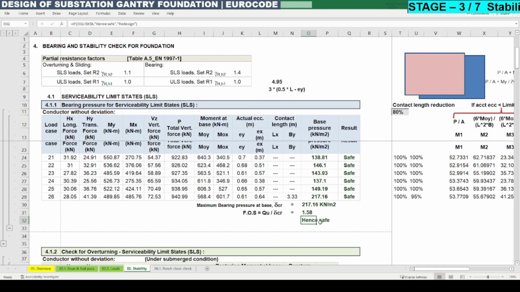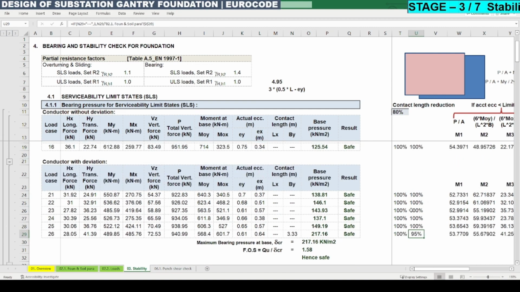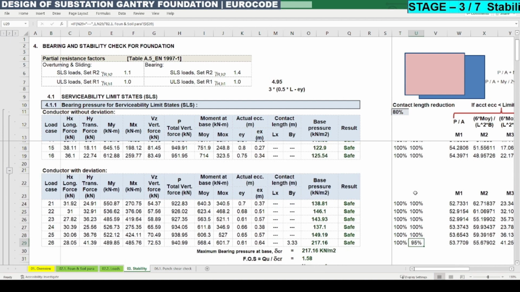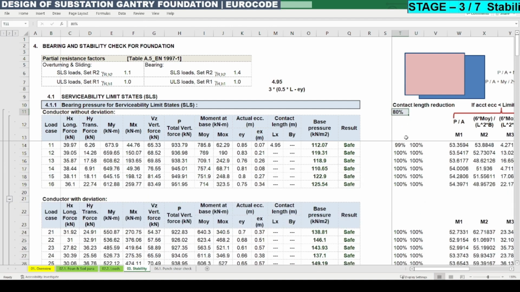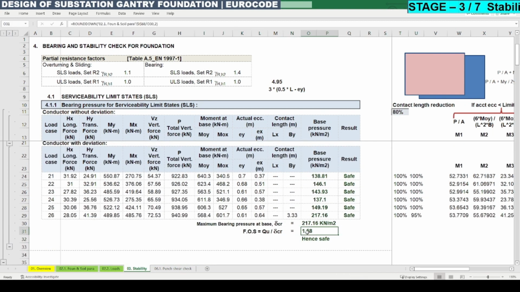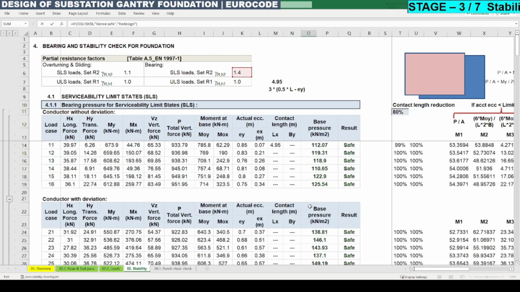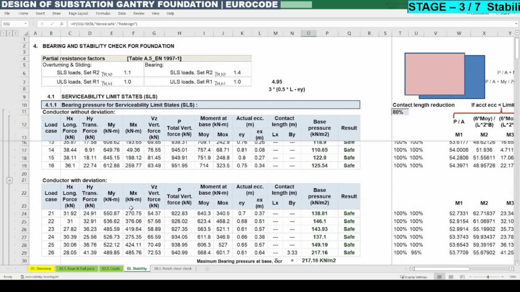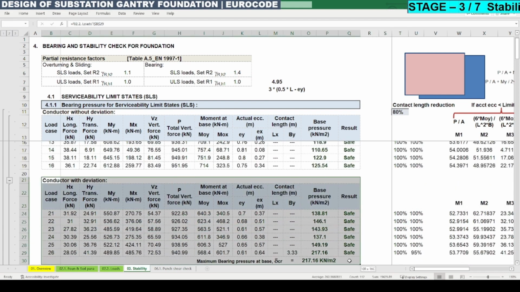Now we look into that stability check. Now it is pass. Even the contact length has increased, so 95% is the contact length in these cases. It is more than the 80% as per the customer recommendation, so this case also complies. It is now 1.48, which is greater than 1.4, hence safe. So this is all about the bearing pressure calculation.